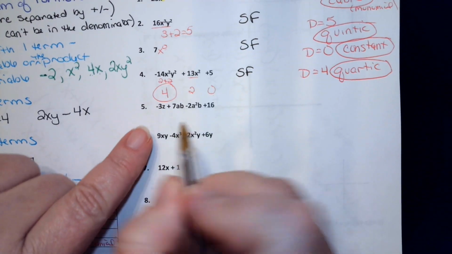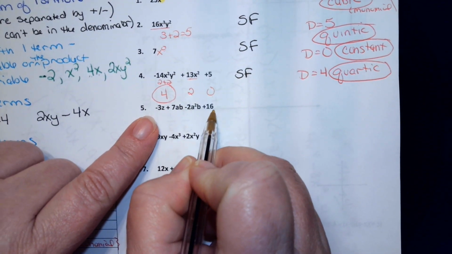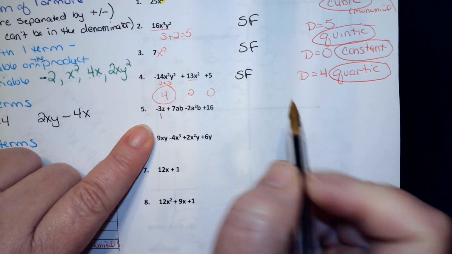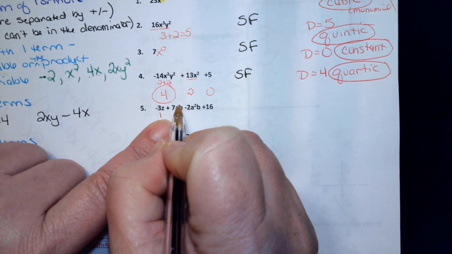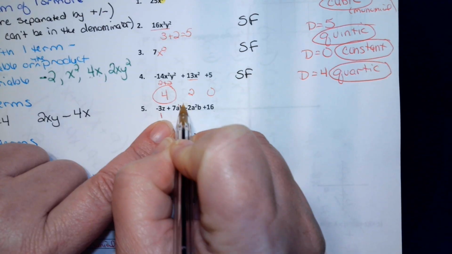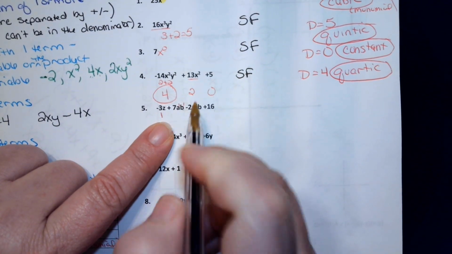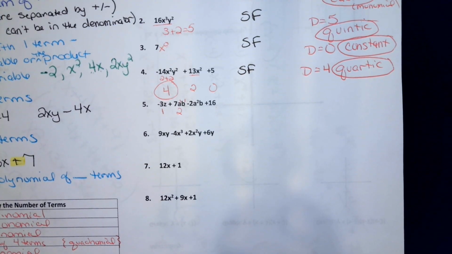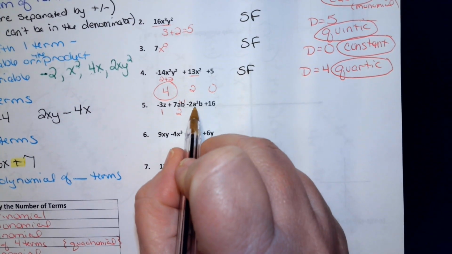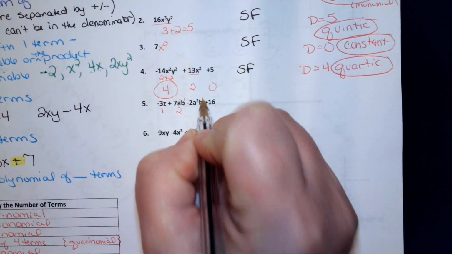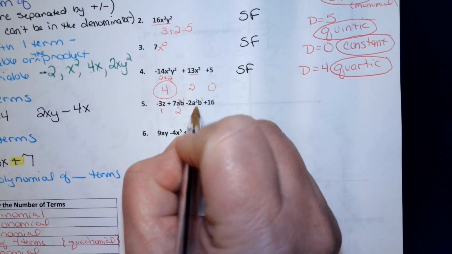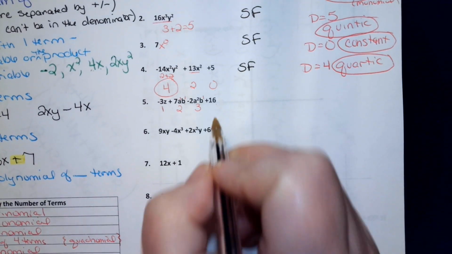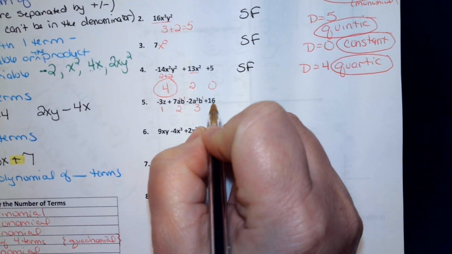All right, for number 5, let's find the degrees of each individual term. z to the first will have a degree of 1. For ab, a has an exponent of 1, b has an exponent of 1, so 1 plus 1 is 2. Whenever your term has more than one variable, you add those exponents. Here we have a squared and b to the first, so 2 plus 1 is 3. And then 16 is our constant, so it has a degree of 0.